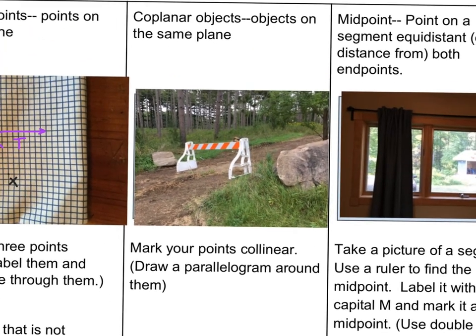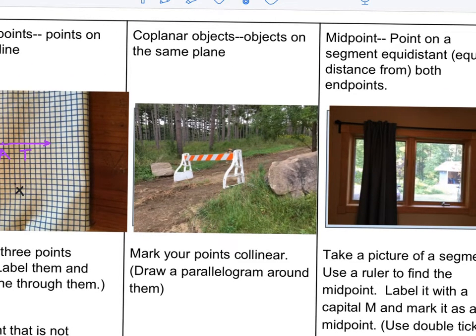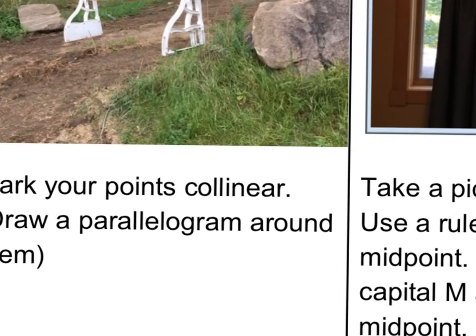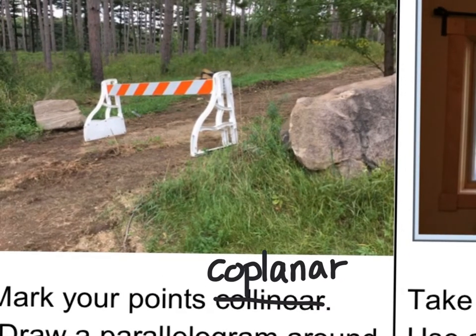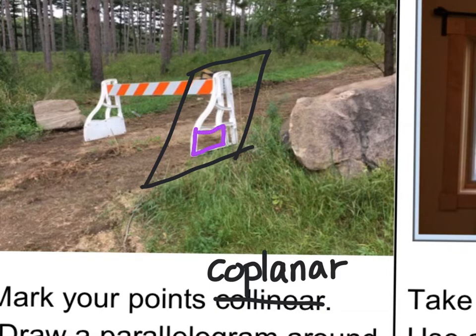Let's look at the next one, which is coplanar, objects on the same plane. And it says mark your points collinear, but we want to call that mark your points coplanar. That was a misprint. So to do that, we are going to draw a plane around some points that are collinear, and I'm actually going to go a step further than that. I'm going to look at this white plastic piece here, this brace, and I can see that I've got a bunch of shapes that are collinear. They're all on this plane.